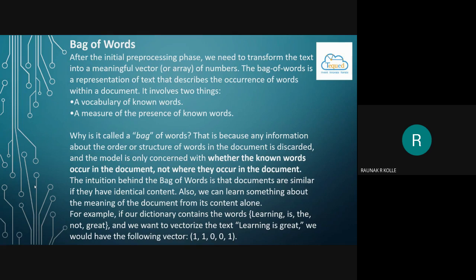The intuition behind the bag of words is that documents are similar if they have identical content. Also, we can learn something about the meaning of the document from its content alone.